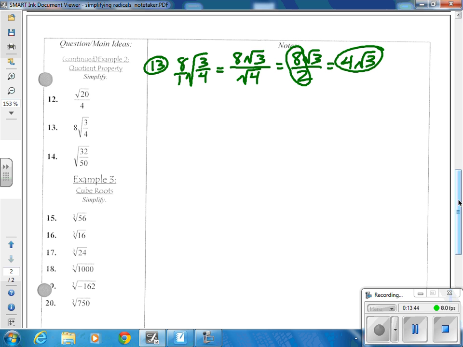That is as simplified as that answer is going to get. But you had to use the number on the outside correctly in order to get to the answer that we got to. All right, for number 14, here's another one of those.